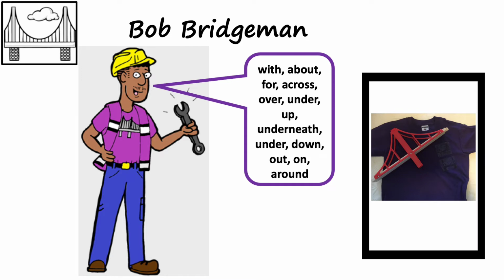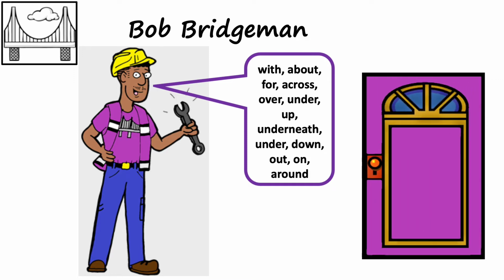When really big boats come, Bob will have you lift the bridge up to let the boats go underneath, and then put the bridge back down. If something needs fixing, you'll help him get his tools out and go on the bridge to fix it. You'll be very busy when you hang around Bob Bridgman.